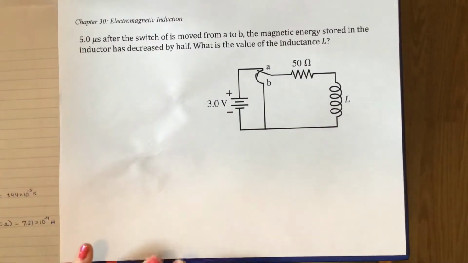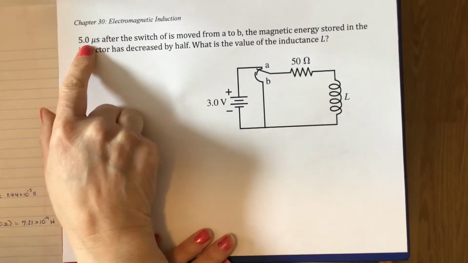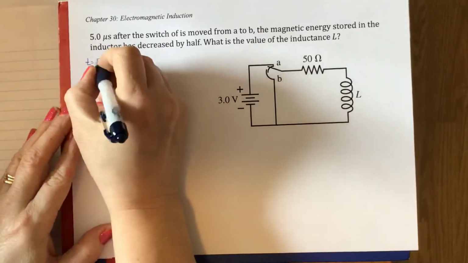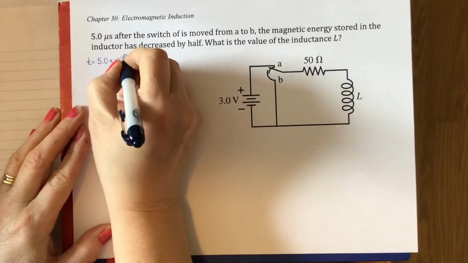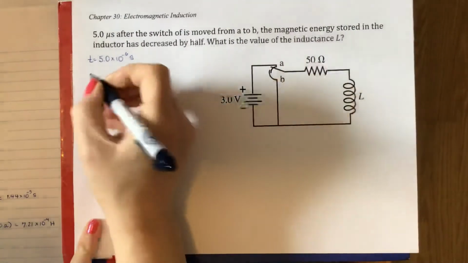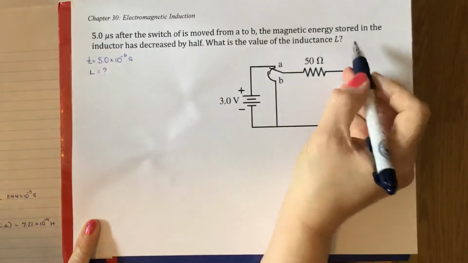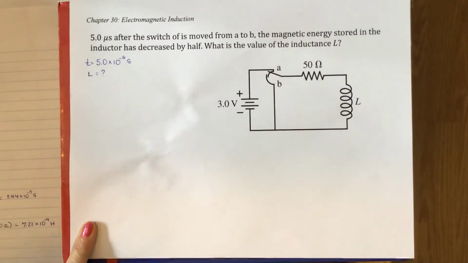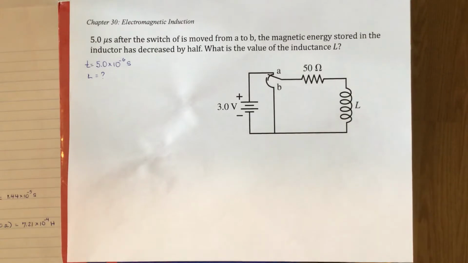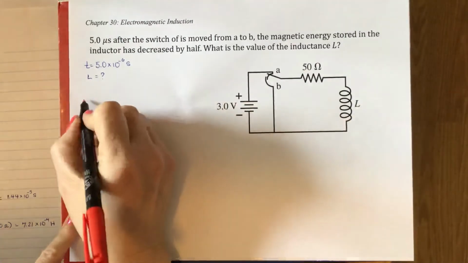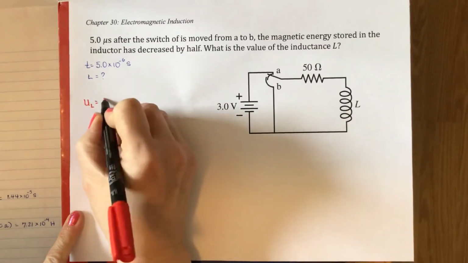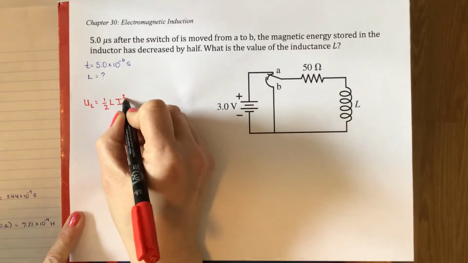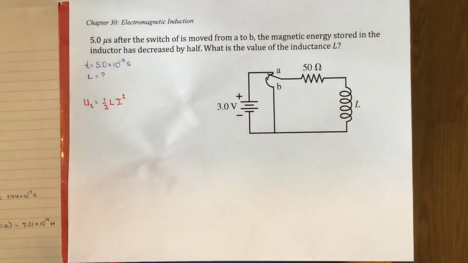So the only two things we know is that we're talking about a time of 5 microseconds, so we can write that down if we wish. So t equals 5.0 times 10 to the minus 6 seconds. We're trying to find the inductance L, and it's talking about magnetic energy. So why don't we write down what is the energy stored in an inductor? That feels like a good place to start in this problem. So energy stored in an inductor, UL, is equal to 1/2 the inductance times the current through the circuit squared.